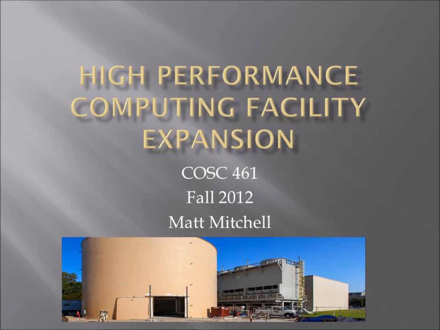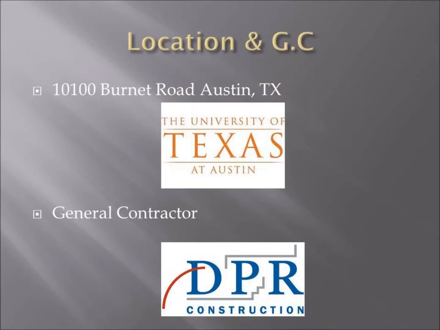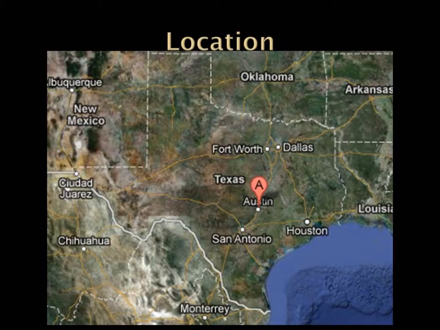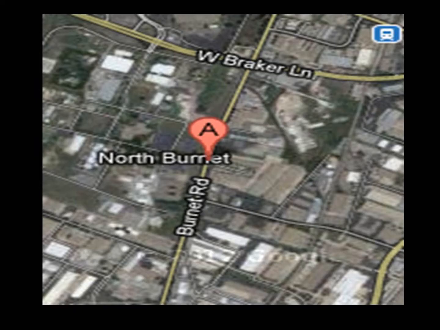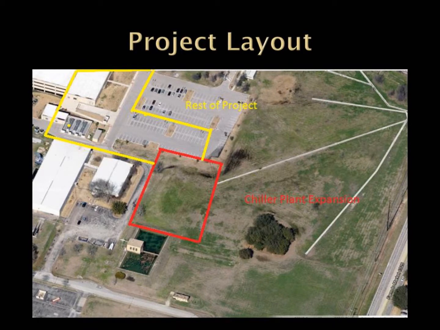This project is the chiller plant expansion for the high-performance computing facility. The owner of this project is the University of Texas at Austin, and the main contractor is DPR Construction. The location of this project is 10,100 Burnett Road, Austin, Texas.